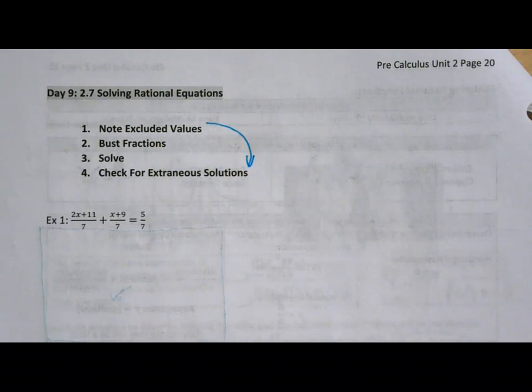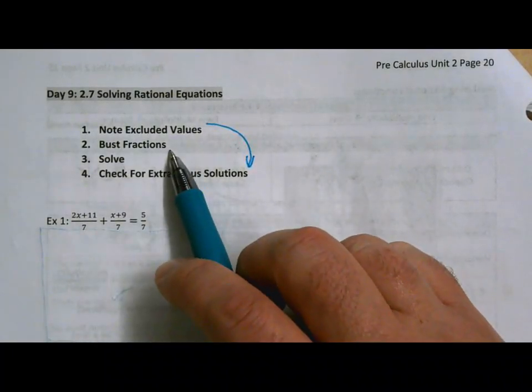I've always called it fraction busting, where you multiply strategically on both sides of an equation so that your next step doesn't have any fractions anymore. Is that what you guys called it too? Maybe not. Okay, that's fine. This bust fractions means get rid of your fractions.